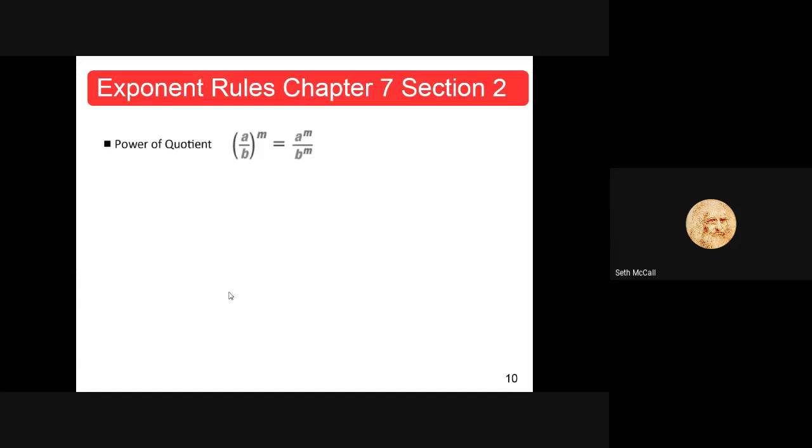The next rule that we had from Chapter 7, Section 2 was the power of quotients. And as you can see, notice the bases are different in this case, which is why they can't be combined. But what I do want you to see is that the 6 on the outside would distribute to both the x and the y, and therefore you would get x to the sixth over y to the sixth. And no, they would not subtract or do anything else beyond this because the bases are different.